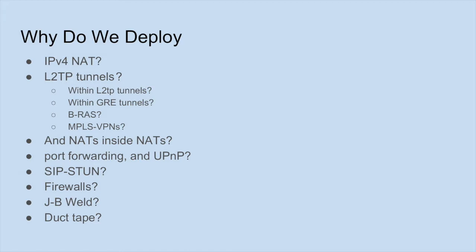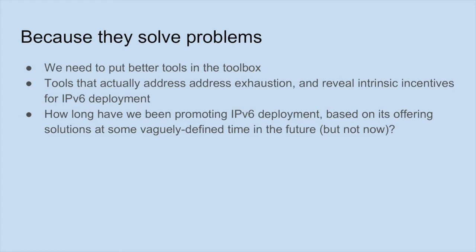So question, why do we deploy IPv4 NAT, L2TP tunnels, GRE tunnels, BRAS, MPLS VPNs, NATs inside NATs, port forwarding and UPnP, SIP-stun, firewalls, JB Weld, and duct tape? Because they solve problems.